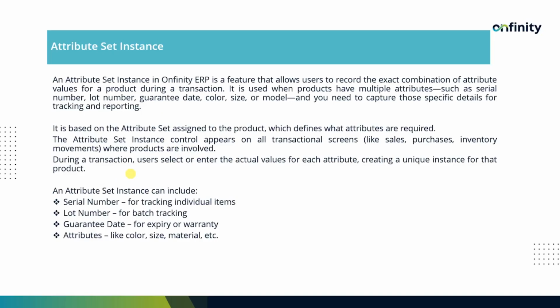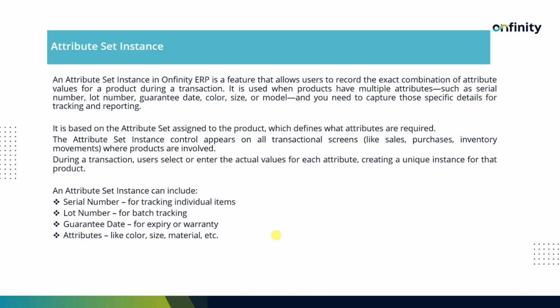The attribute set instance control appears on all transactional screens where products are involved, including sales, purchase, and inventory. During a transaction, users select or enter the actual values for each attribute, creating a unique instance for that product. For example, if you are selling a red medium-sized t-shirt with a serial number and an expiry date, you will enter all these values during the sale.